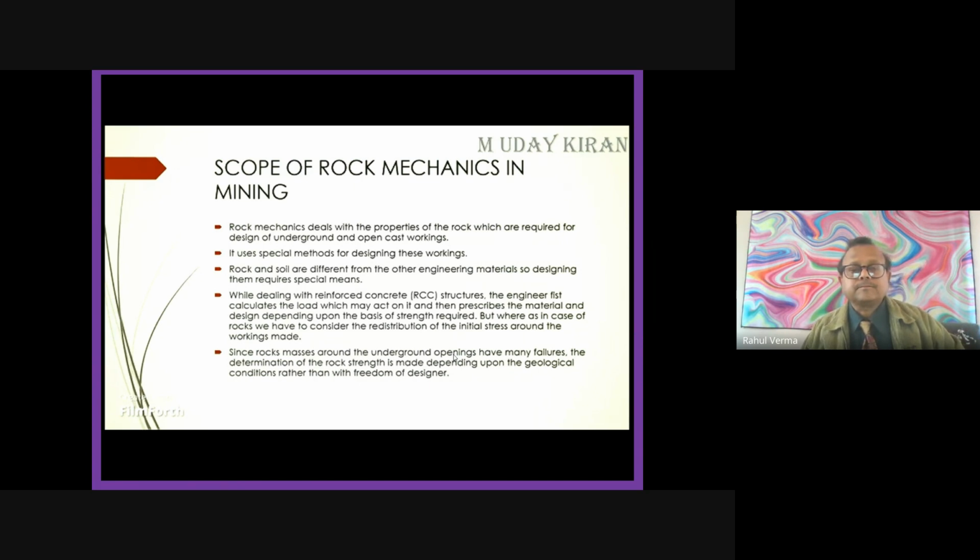While dealing with reinforced concrete, RCC, structures, the engineer first calculates the load which may act on it, and then prescribes the material and design depending on the strength required. But in the case of rocks, we have to consider the redistribution of the initial stresses around the workings made. Since rock masses around underground openings have many failures, the determination of rock strength depends upon the geological conditions rather than the freedom of the designer.